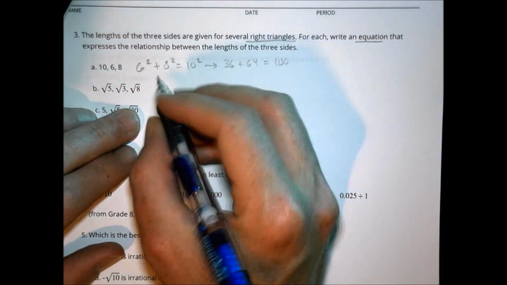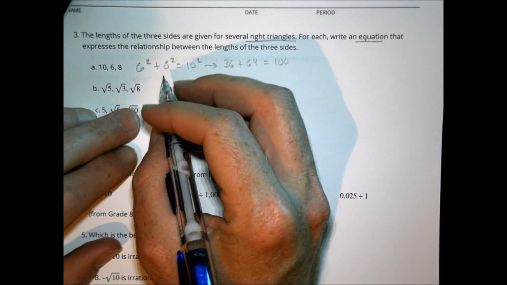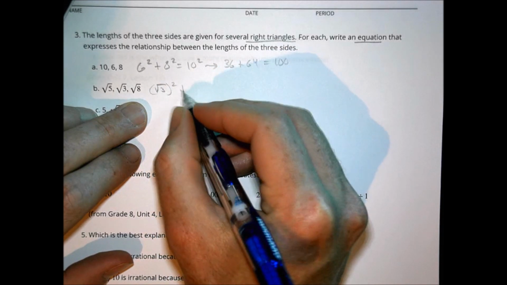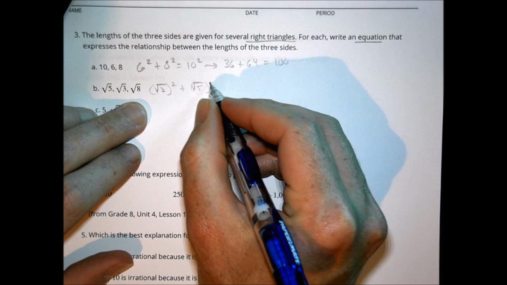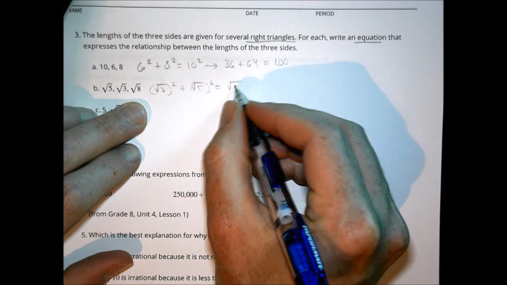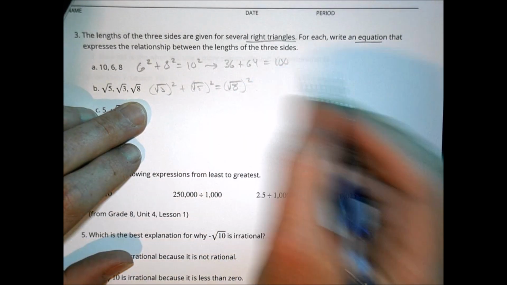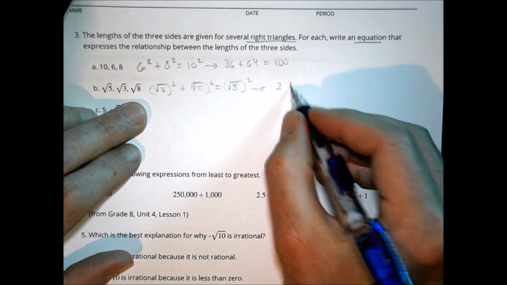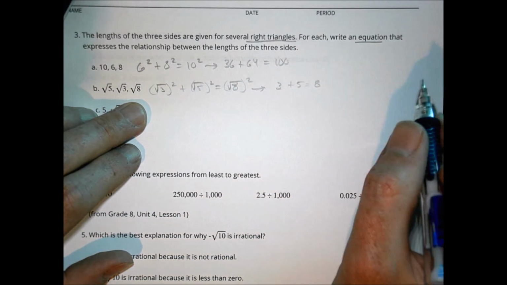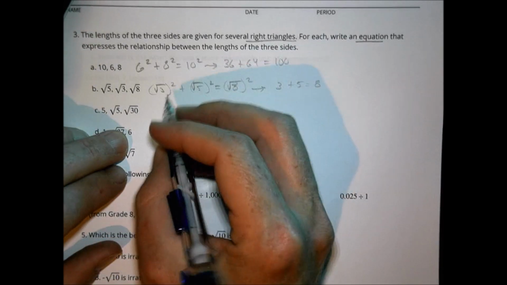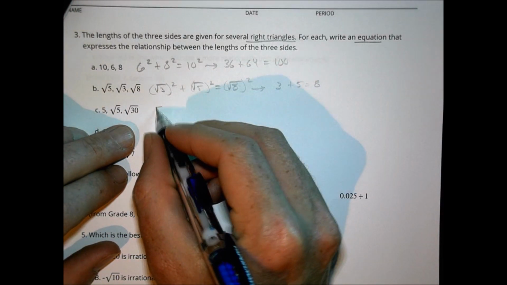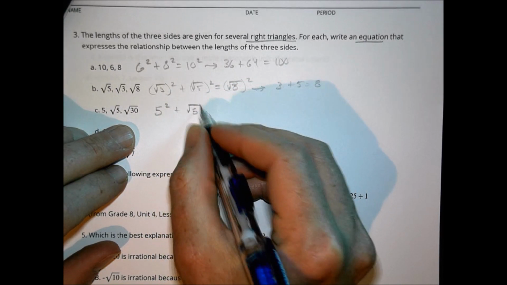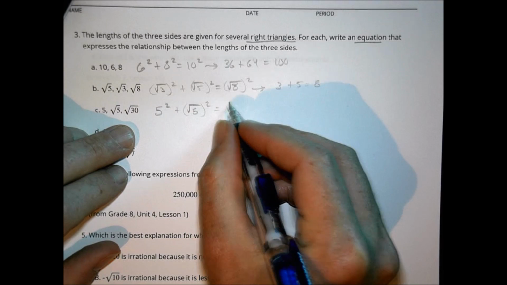Over here, looking at this one, we're going to say the square root of 3 squared plus the square root of 5 squared equals the square root of 8 squared. So again, those are going to get eliminated, and it switches over to become 3 plus 5 equals 8. Down here, this one's a little funky, but it does work. We have 5 squared plus root 5 squared equals root 30 squared.